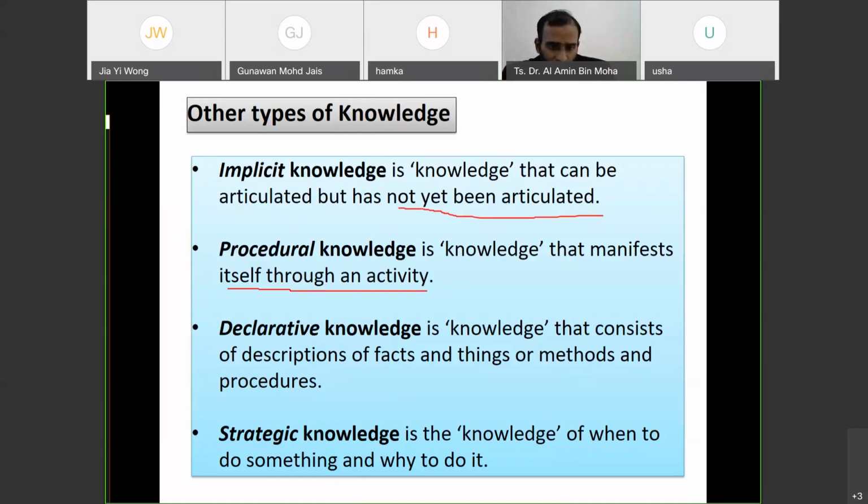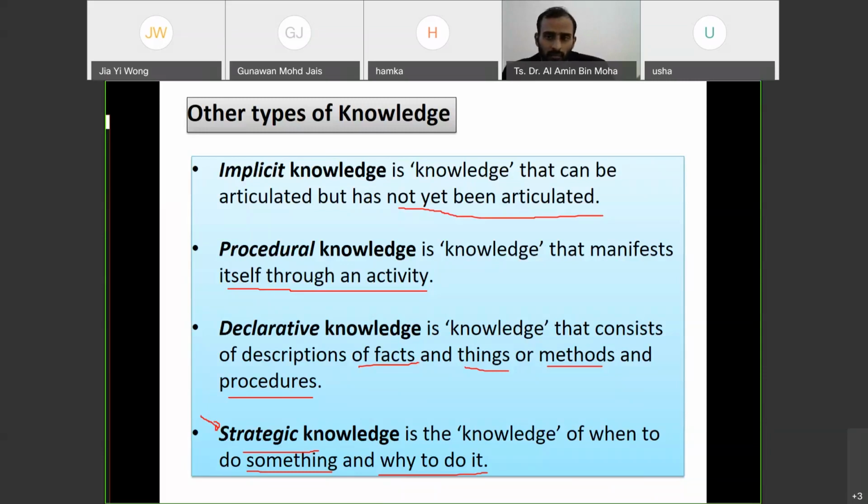Declarative knowledge is knowledge that consists of descriptions of facts and things, or methods or procedures. Maybe the ingredients, maybe the steps for you to do a certain process until you get a very good quality of a product. And strategic knowledge is the knowledge of when to do something and why to do it. This is managerial strategic knowledge: when to launch the product, what product to launch, which product we need to launch first in order to compete with our challenger or competitor in the market.